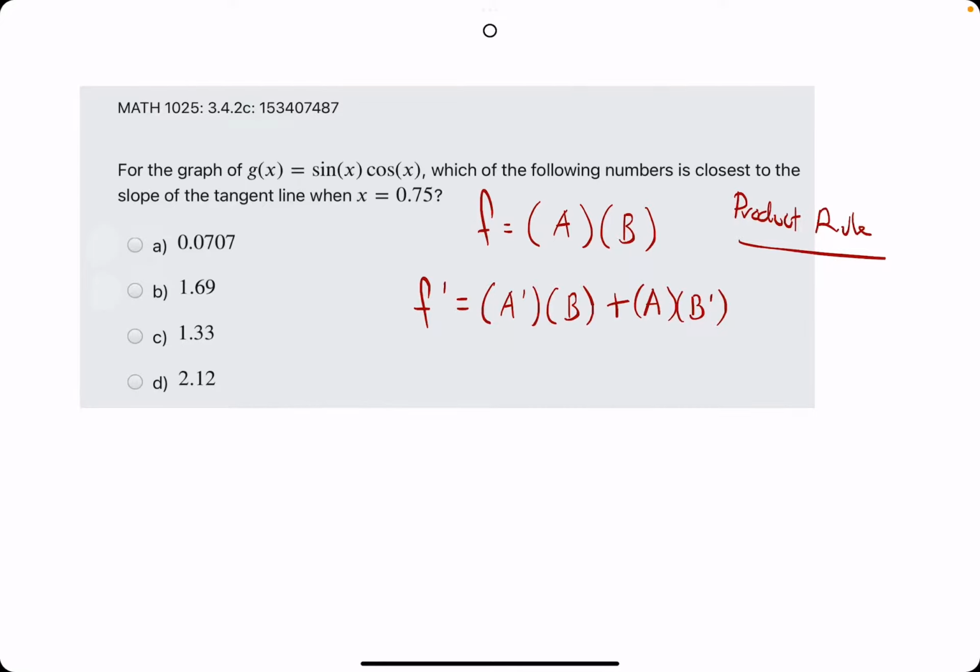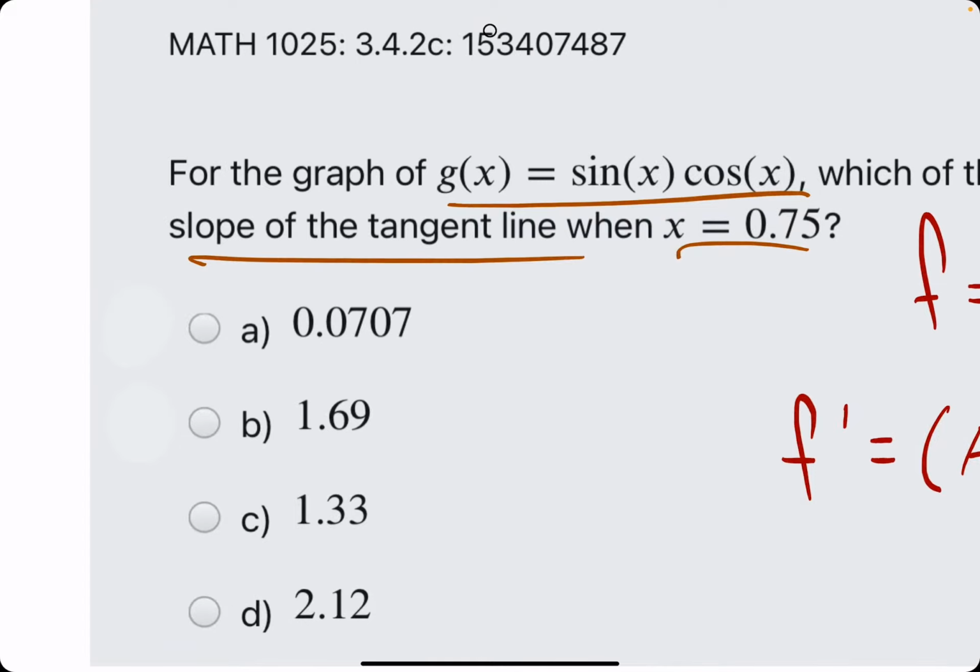Okie dokie. In this problem, they say for the graph of g, sine of x times cosine of x, which of the following numbers is closest to the slope of the tangent line when x is equal to 0.75? So the slope of the tangent line, let's talk about that first.